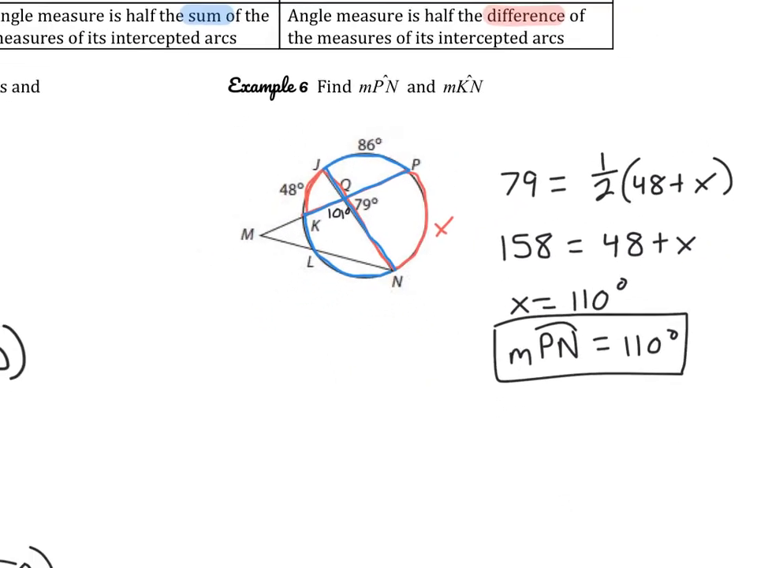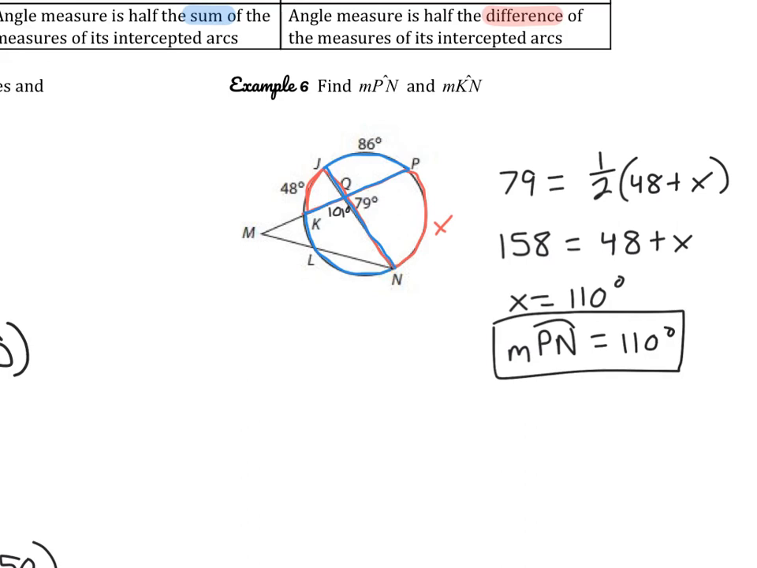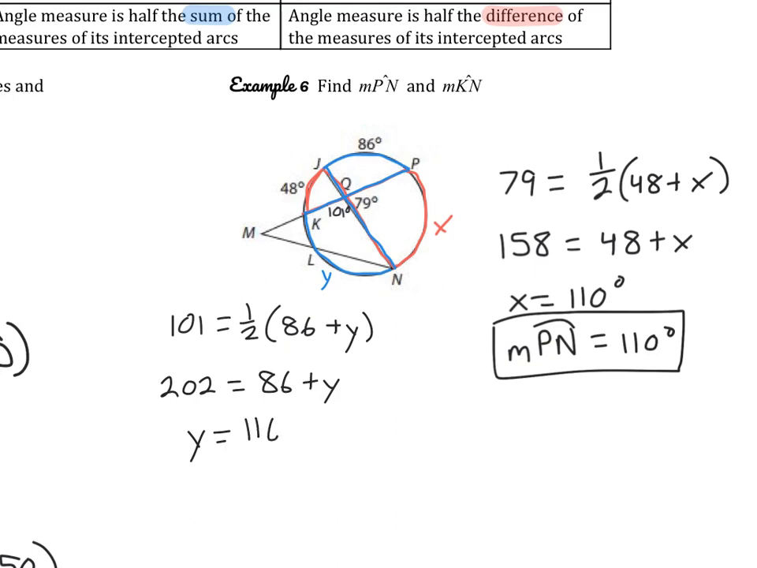So now we have everything we need to find arc KN. Again, the measure of the angle, 101, should equal 1/2 the sum of the two intercepted arcs. So we'll say 86, and I'll call it y this time just so I use a different variable. Again, let's start by multiplying both sides by 2. And then subtract 86, and we get y equals 116. So that means the measure of arc KN is equal to 116 degrees.